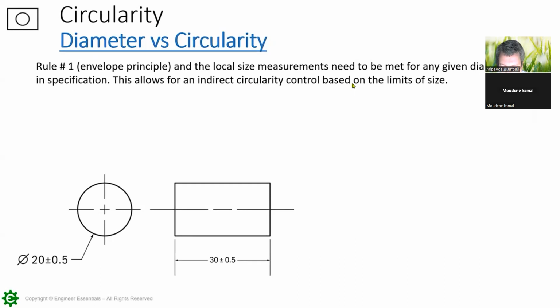So going back up here to the top, it states rule number 1, which is the envelope principle. Again, some of you may refer to that as Taylor's principle, especially those of you involved with any kind of fixturing and gauging. It states that the local size measurements need to be met for any given diameter to be in specification. This allows for an indirect circularity control based on the limits of size. So again, I know that we have covered all of this before with you, but I want to show you something here.